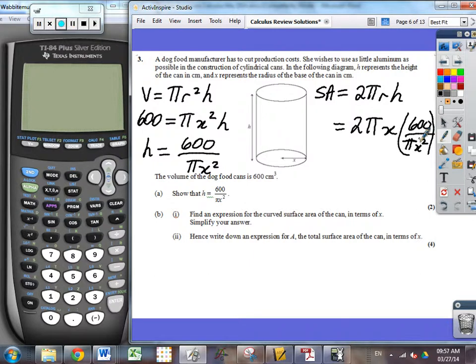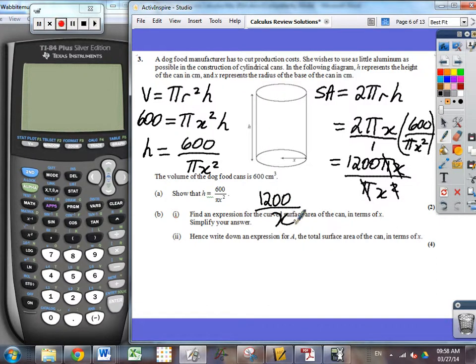And that is now entirely in terms of x. It also asks us to simplify our answer. So if you're ever confused about how to multiply a non-fraction by a fraction, just put the non-fraction over 1, and then hopefully you'll remember that we multiply the tops and we multiply the bottoms. And now the pi's are going to cancel, which is nice, and one of the x's is going to cancel, which is also nice. We end up with simply 1200 over x. So 1200 over x is the answer to part I.